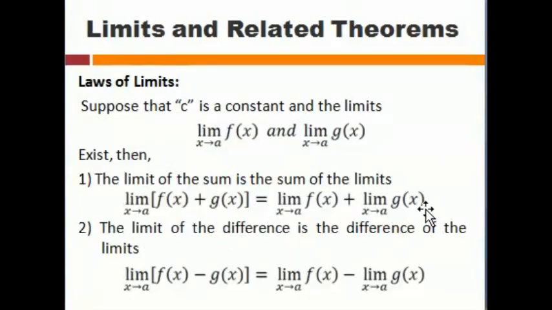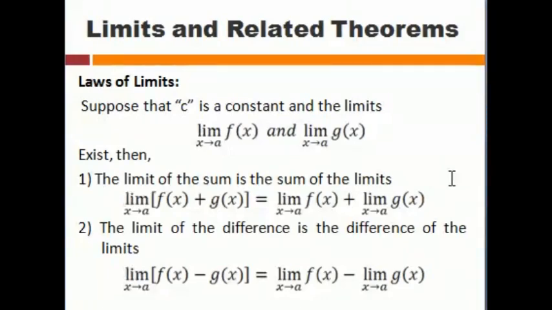Laws of limit. Suppose that c is a constant and the limit of f of x as x approaches a and the limit of g of x as x approaches a exist, then number 1. The limit of the sum is the sum of the limits. The limit of f of x plus g of x as x approaches a is equal to the limit of f of x as x approaches a plus the limit of g of x as x approaches a.